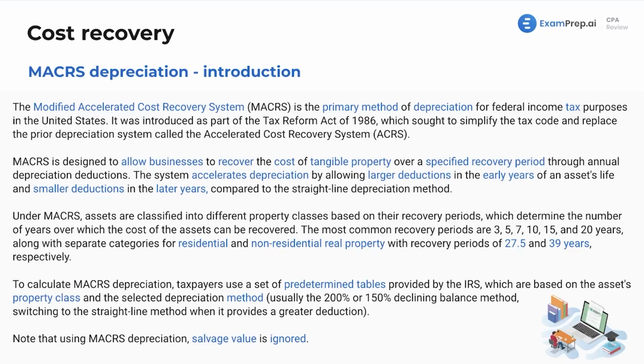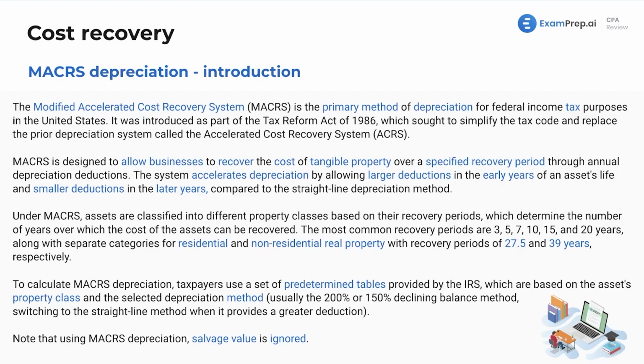All right, a little bit more of an introduction to the MACRS system. This is just to get you kind of up to speed. You're like, at this point, you're still like, hey, what the heck is he talking about? What is MACRS? Well, that is the Modified Accelerated Cost Recovery System. Oh my gosh, that is quite the mouthful. It's the primary method of depreciation for federal income tax purposes in the United States.